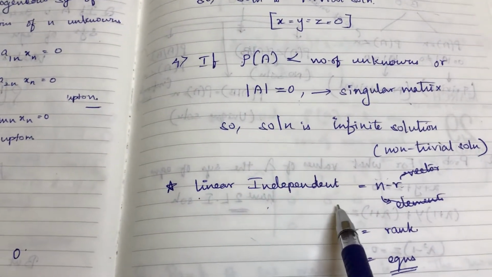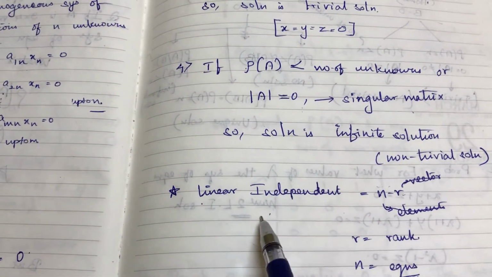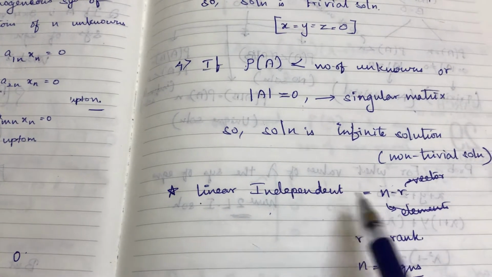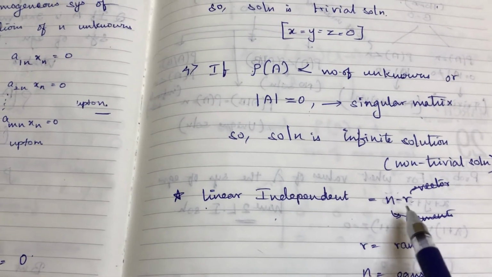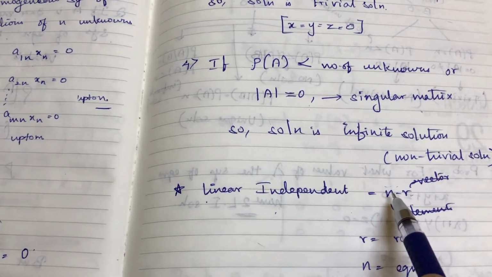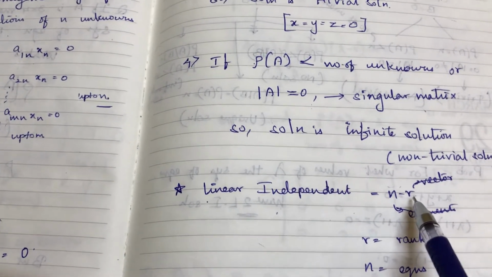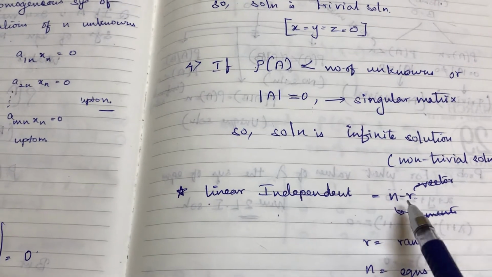Linear independent solutions, what is this? Nothing but the non-zero solutions. For that, we have a formula n minus r. n is the number of unknowns, r is the rank. So the number of unknowns minus the rank.